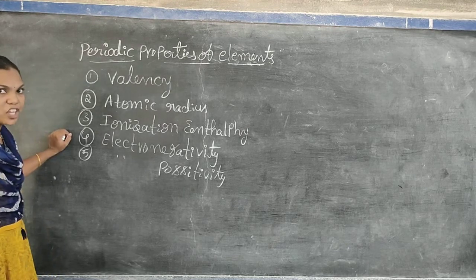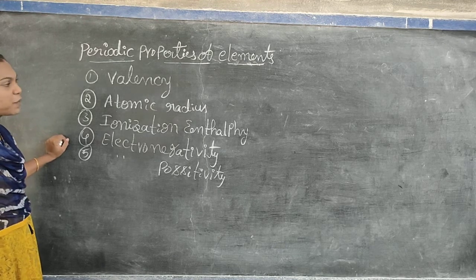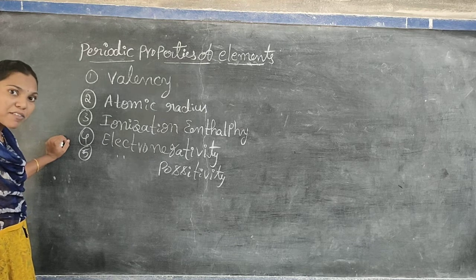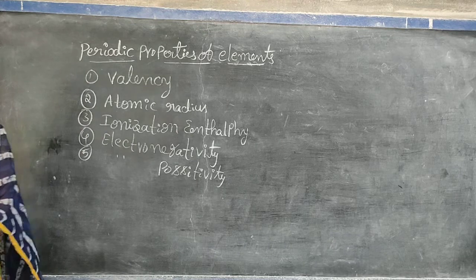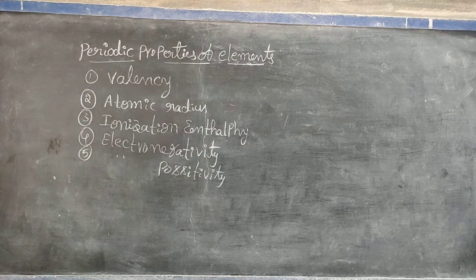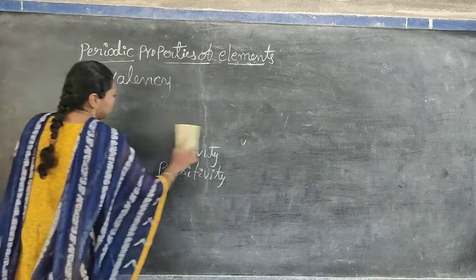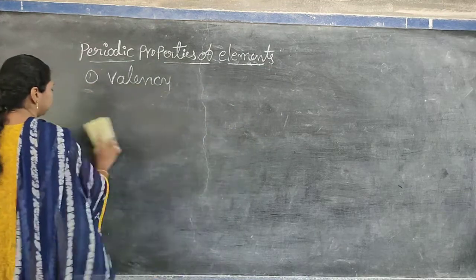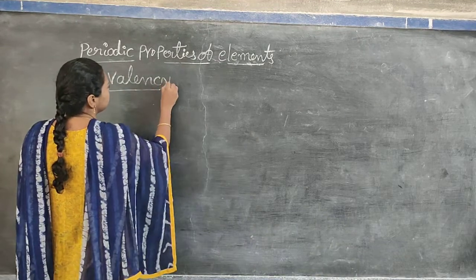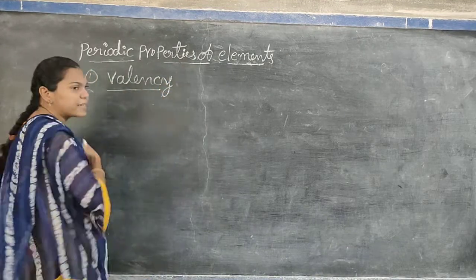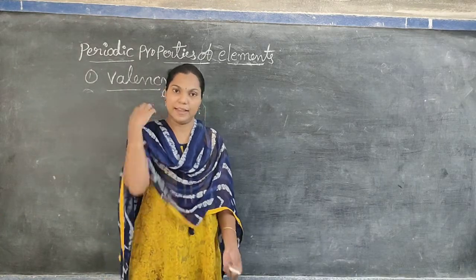How these elements change in groups and periods. This is the last topic in our chapter. If it is completed, the total chapter is also completed. So remember, one by one we are discussing today. First one is valency. What is meant by valency and how will it change in the group and the period?